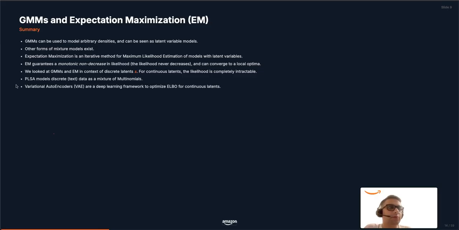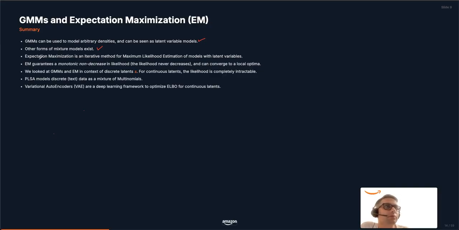So this brings us to the end of the second module in this unsupervised learning topic. Let me briefly go through the summary. GMMs can be used to model arbitrary densities, and they can also be seen as a member of the family of latent variable models. Although we worked with Gaussian mixture models, and later I gave you an example of a discrete mixture model, other forms of mixture models can also be made. You can mix simple statistical distributions with some weights to get other forms of mixture models.